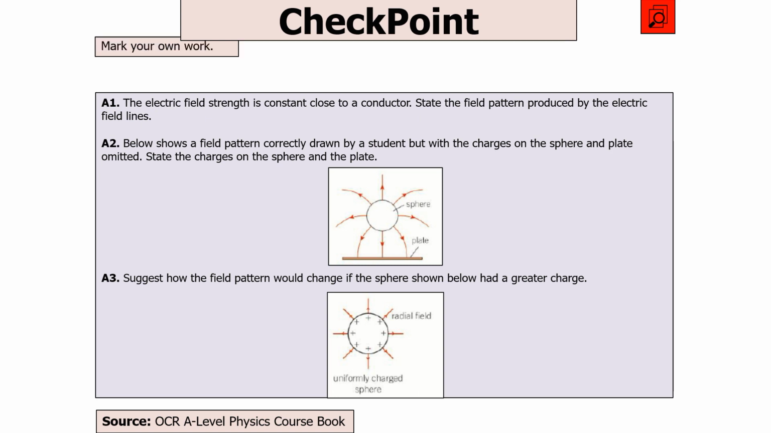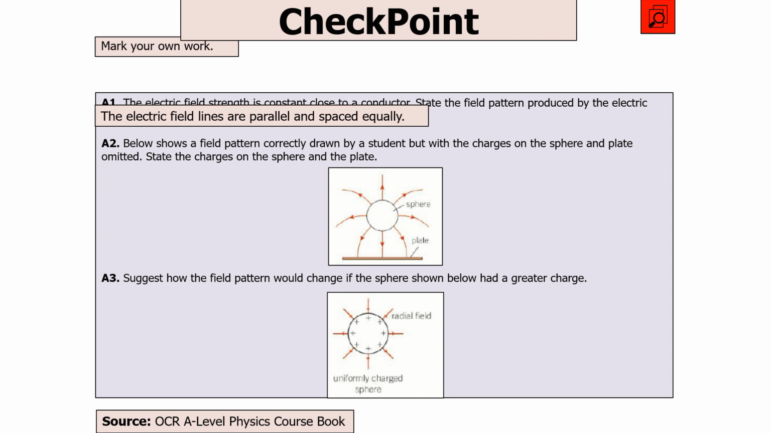Right, in this first question you've got to understand what a uniform field looks like. A uniform field will look like the lines being parallel and equally spaced, because the density of the field lines shows the field strength. So if you've got a uniform field strength, you've got a uniform field line density.